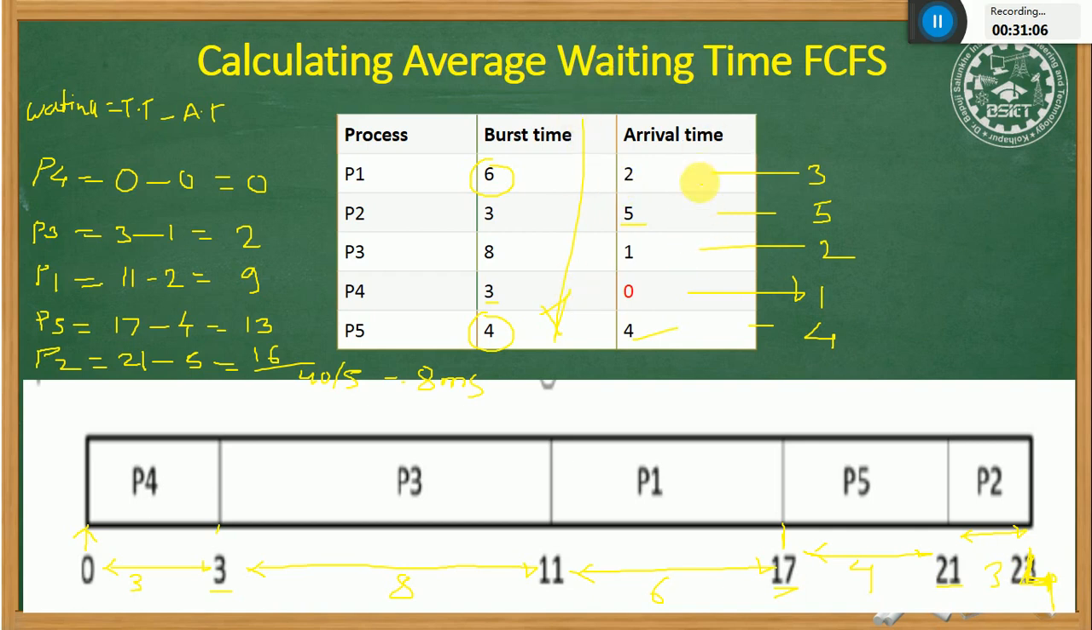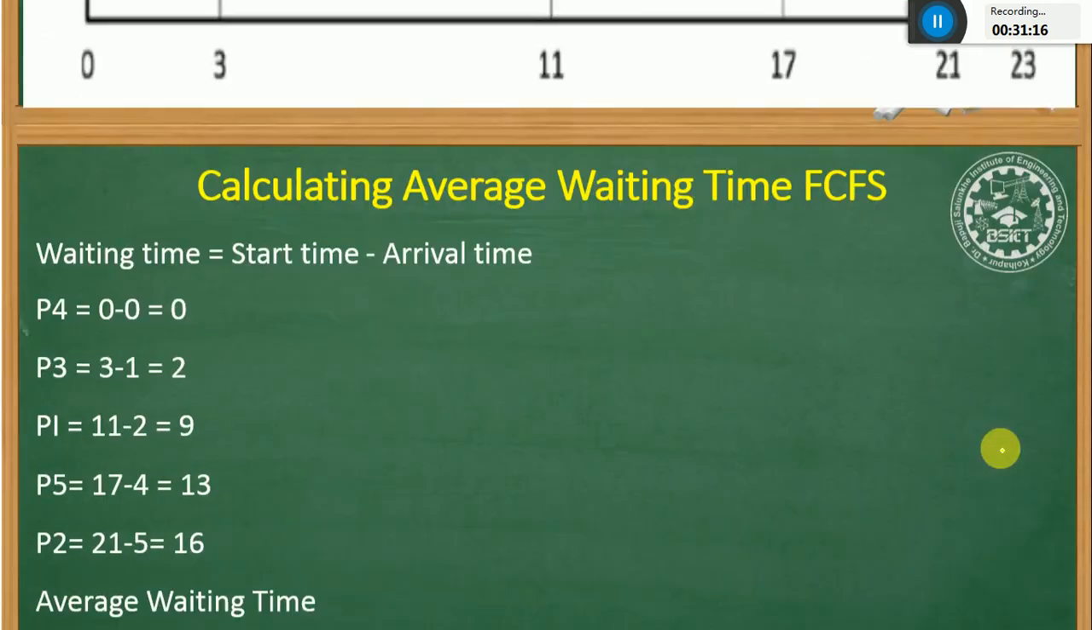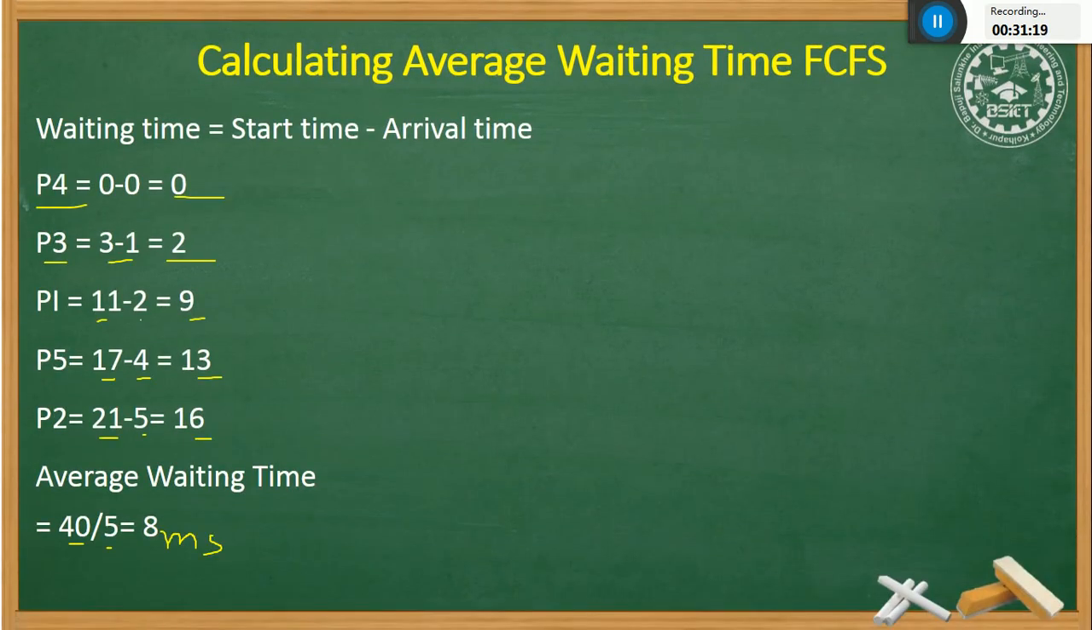Okay, so you must have this priority of arrival depending upon the arrival time. So P4 has the first chance, then P3, then P1, P5 and P2. Then you can calculate the waiting time of each individual process, then the sum of the waiting times divided by the number of processes will give you the average waiting time.